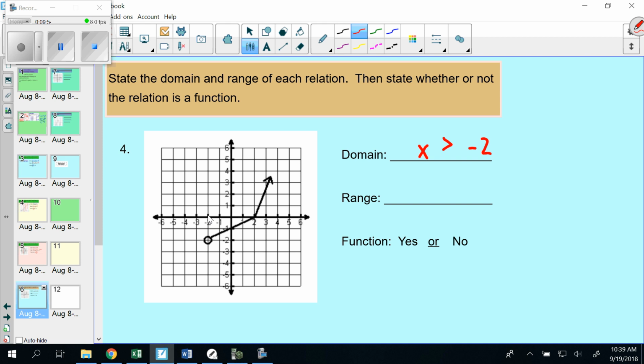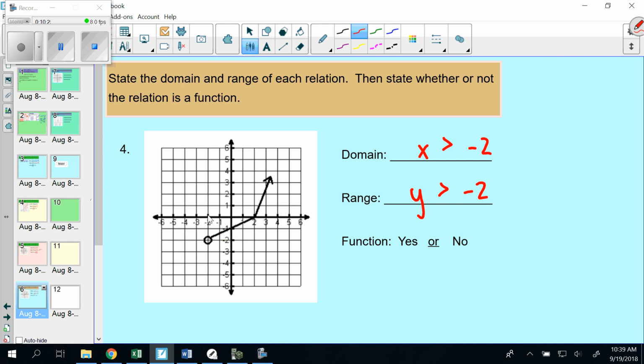Range is your y values. Now again, this graph is going to keep going upward. We're going to hit every y value possible as we keep going here. So the y values will keep going forever in the upwards direction. But there is a lower end here where it doesn't keep going, and that looks to be at -2. So all our y values are all bigger than -2. Not equal to, because again we got an open circle there.